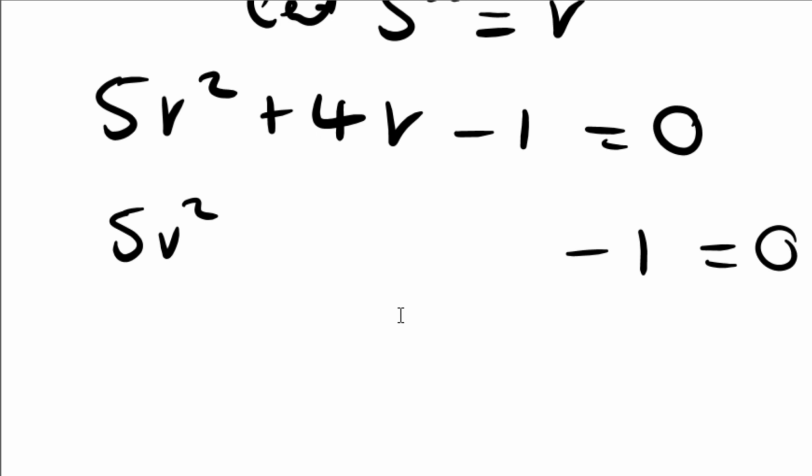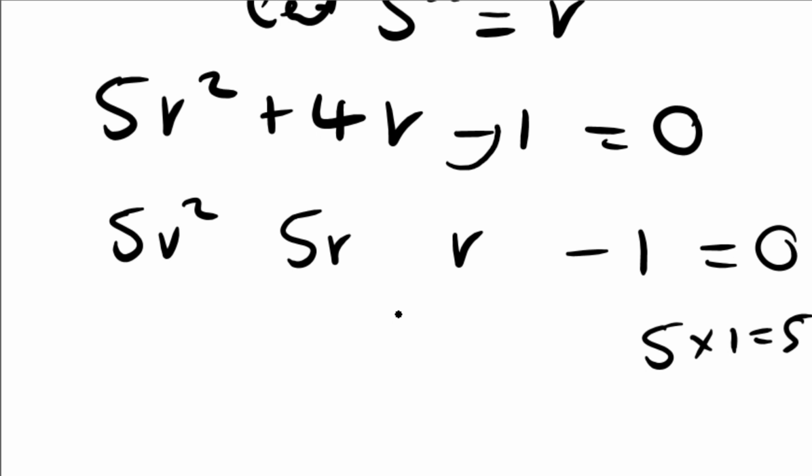We say 5 multiplied by 1, that is 5, factors of 5. When you subtract them, you have 4. Those are 5 and 1. So 5 times 1 is 5, and 5 minus 1 is 4. We want to write 5 here, we want to write 1 there. So it's 1r and 5r.